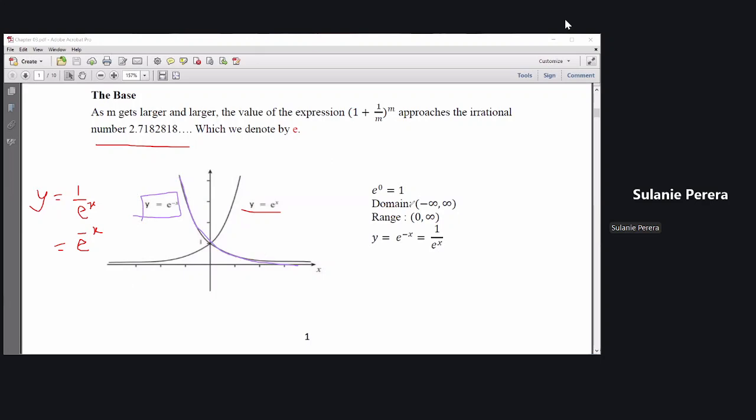Again, the domain is from minus infinity to infinity. The range is from 0 to infinity, and it always passes through the point (0, 1). If you plug in x equals 0, y equals 1. So those are the three properties: domain minus infinity to infinity, range 0 to plus infinity, and it passes through the point (0, 1).